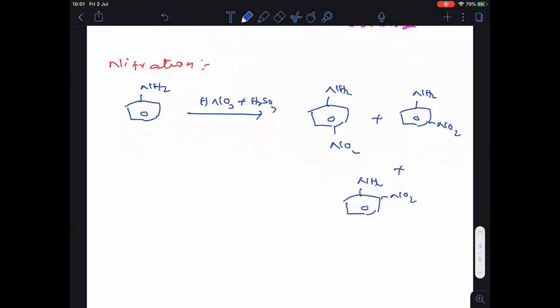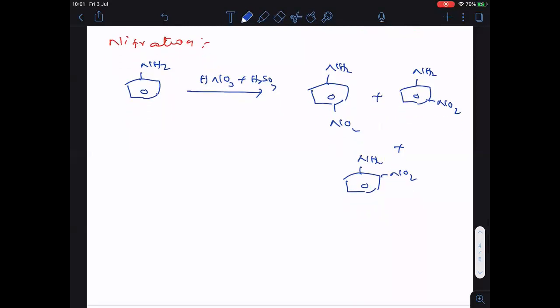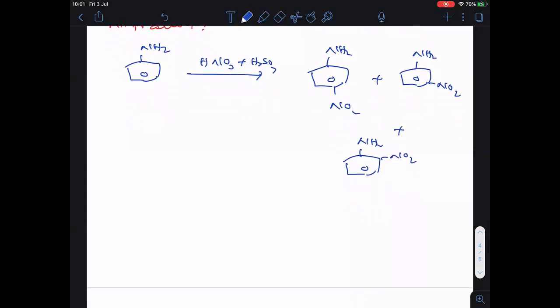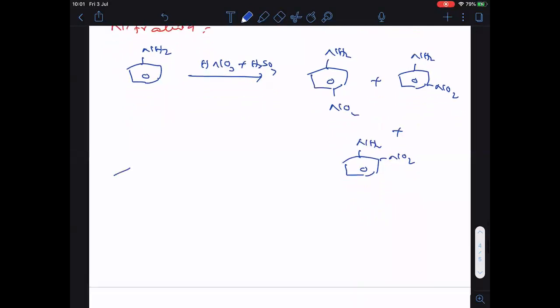Actually, we have to get ortho and para only. But why is the meta isomer forming? That is important here. So ortho, meta and para isomers are forming. But why is the meta isomer forming? What is the reason for the meta isomer, that we are going to see now.